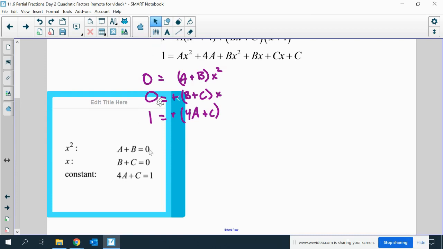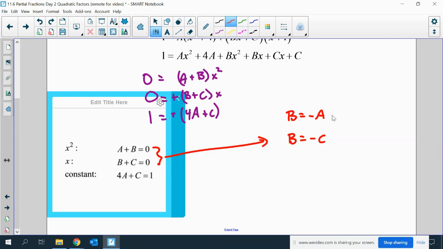And so now what we can do is look at each of these individually and figure out what we would do. So if a plus b equals 0, that means b equals negative a. And if b plus c equals 0, that means b equals negative c. So I can just simplify those things. And then I can do some manipulation if I needed to in order to solve something. I can solve for A or B or C or whatever I wanted to solve for first. But I'm actually going to solve for B first.